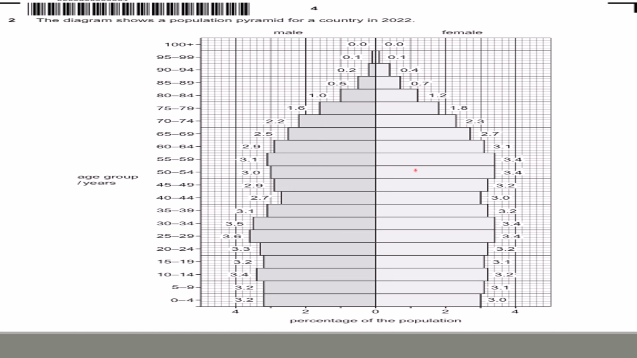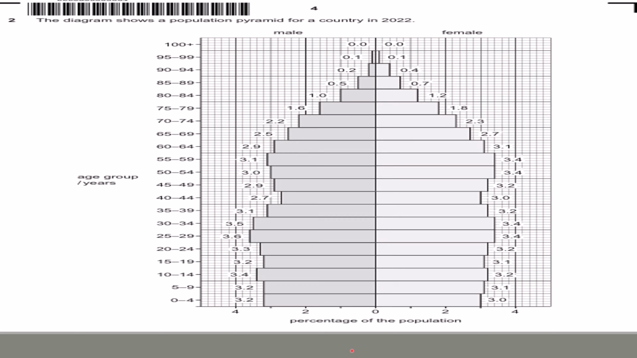The pyramid has a wide base and narrow top. This shape is known as an expansive population pyramid. It usually represents developing countries' rapid population growth and high dependency ratios. So how to answer in the exam?